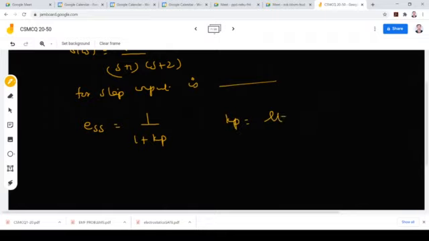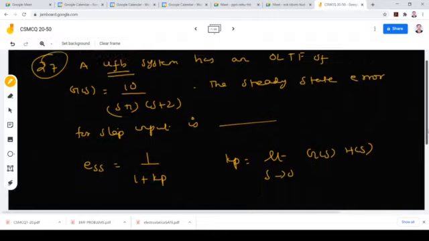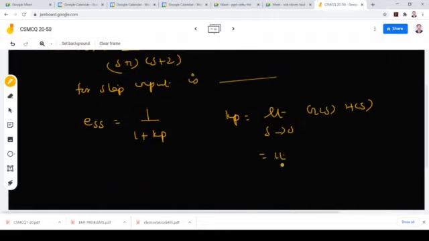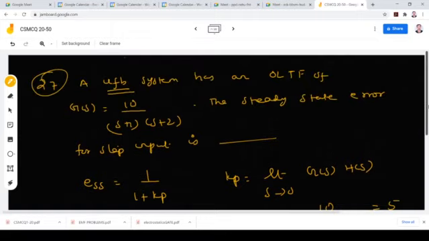Kp is equal to limit s tends to 0 of G(s) into H(s). H(s) is equal to 1 as per the problem because it is a unity feedback system. G(s) is 10 divided by (s plus 1) into (s plus 2). When you substitute s as 0, it is 10 by 1 into 2, which is 5. So Kp is equal to 5. So ESS equal to 1 by 1 plus 5, that is 1 by 6. So the answer is 1 by 6.